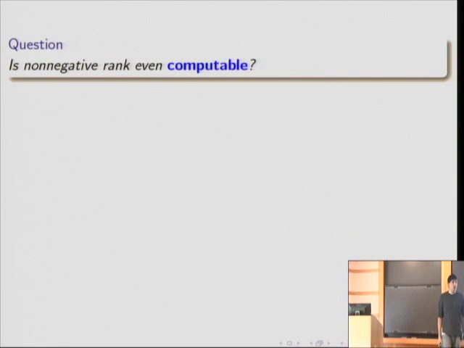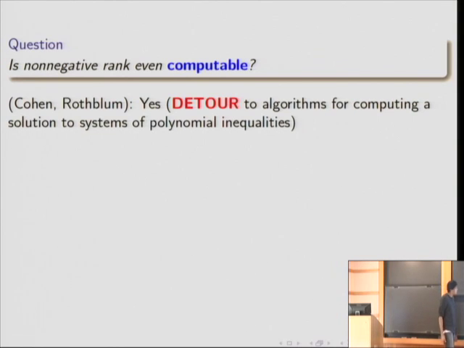OK, let me actually take a step back before I tell you about that. So let's start with an even more basic question. The answer to this question should actually not be obvious. Is non-negative rank even computable in the first place in any finite amount of time? And actually, it turns out that the answer is yes. It was observed by Cohen and Rothblum. And their approach was that they can formulate the question of does the matrix have non-negative rank at most R as a question about a system of polynomial equations, which in turn can be solved in some finite amount of time. So that's how they showed the answer was yes.